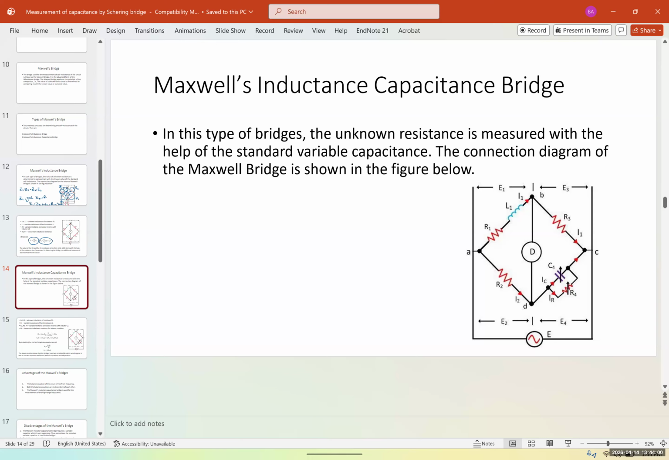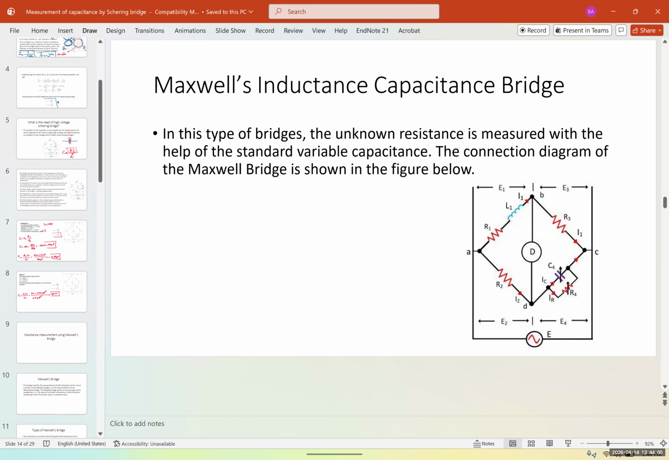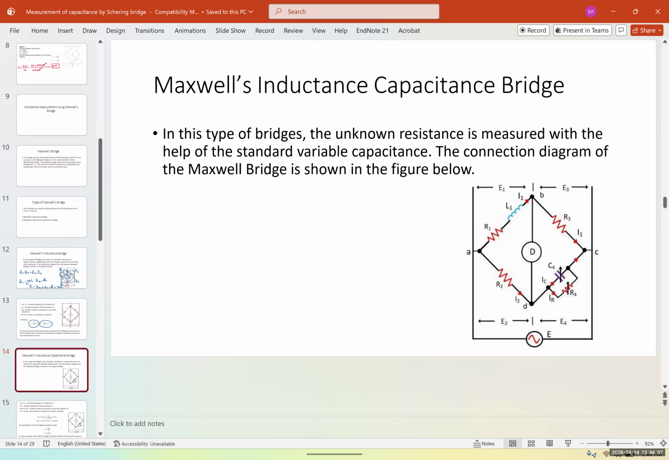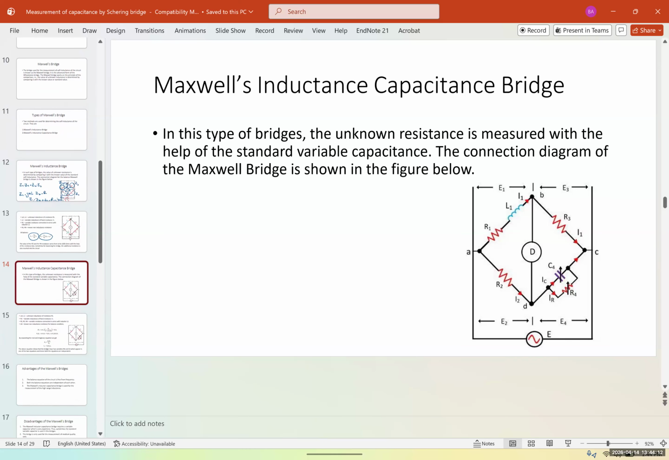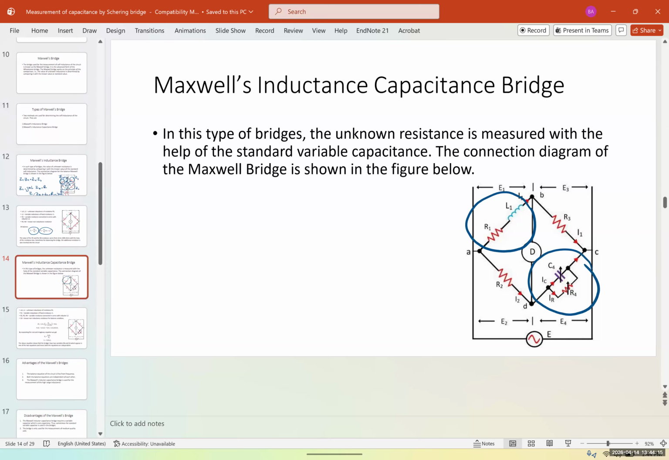So the difference between this and a Schering bridge is that in a Schering bridge, you don't have this L1, but in a Maxwell bridge, you have it. Now again, same principle, this impedance times this is equal to this. So Z1, Z4 is equal to Z2, Z3 again. But now here Z4 is 1 over j omega C4. By the way, this is Z4 in parallel with R4.